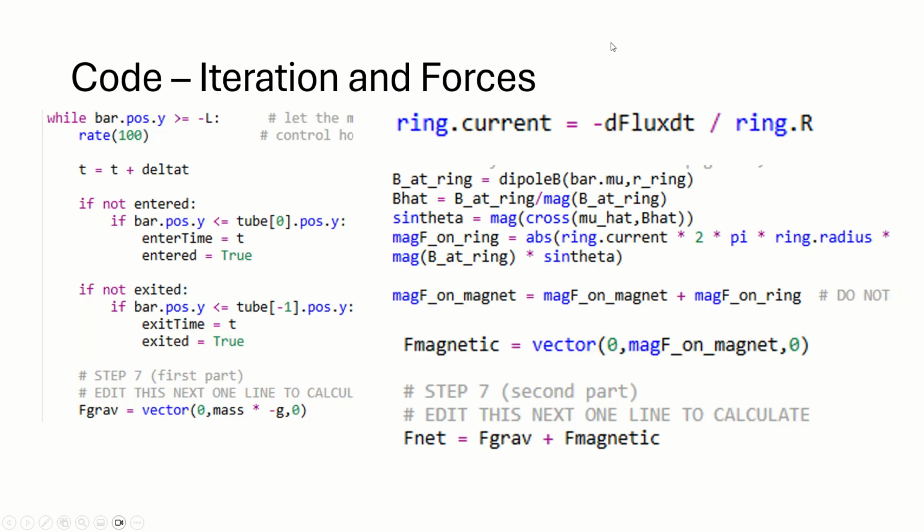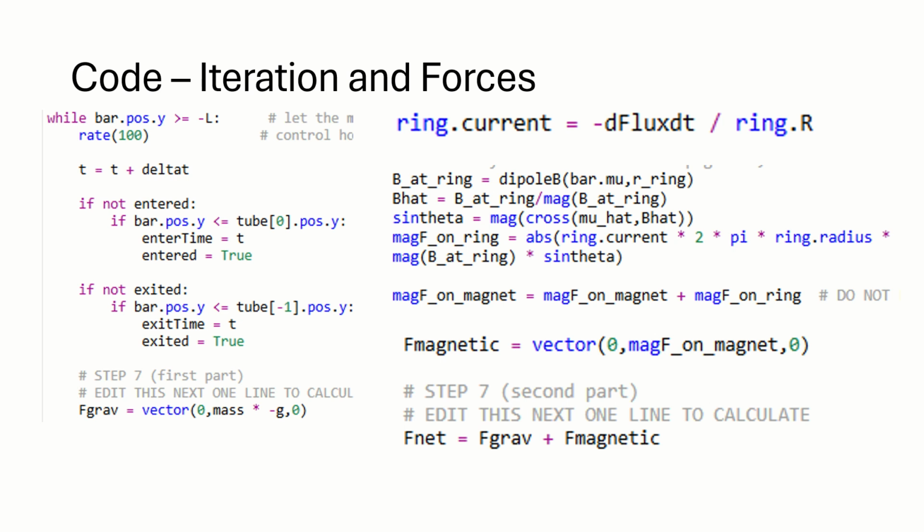Next, we have the iteration and forces part of the code. The iteration block on the left just allows us to track the motion over time. On the top right is our ring current, which we then, as explained earlier, will turn back into a magnetic current, which we will then turn into a magnetic force.